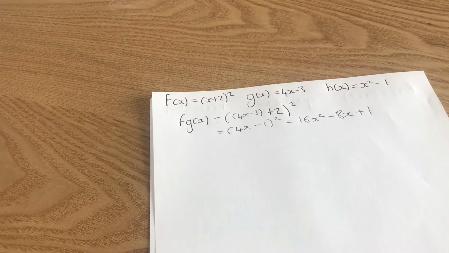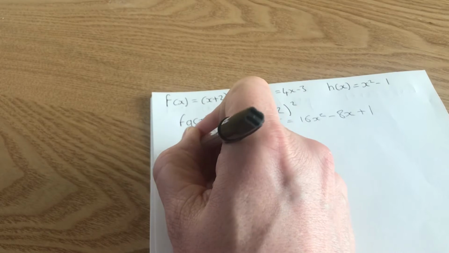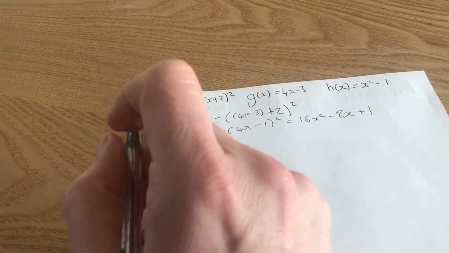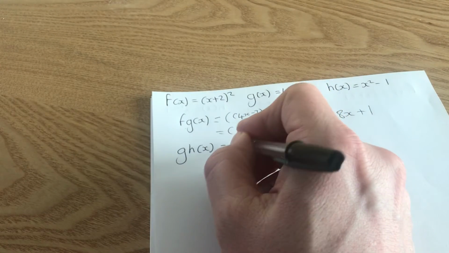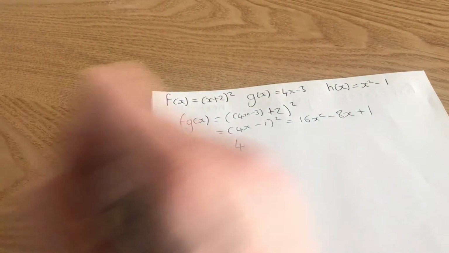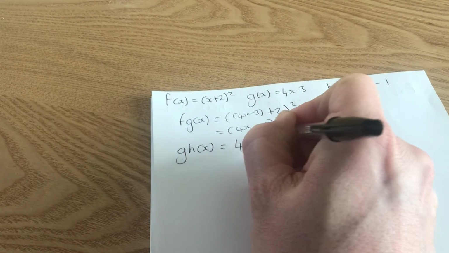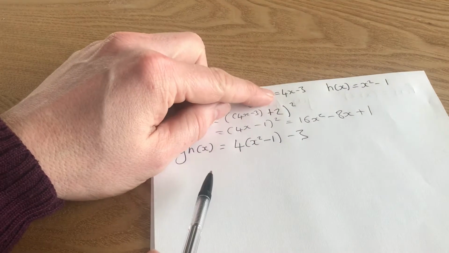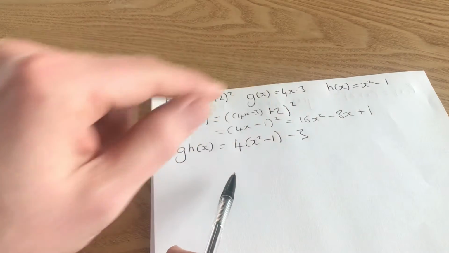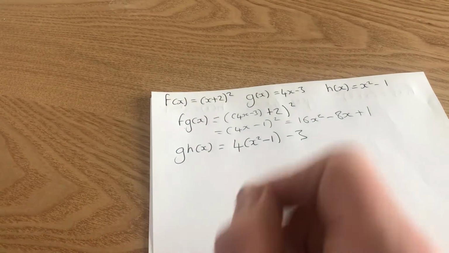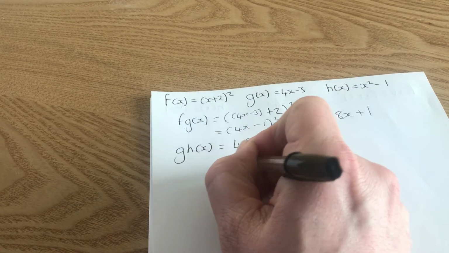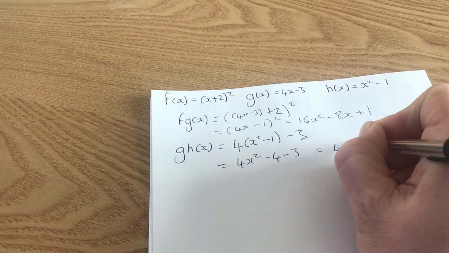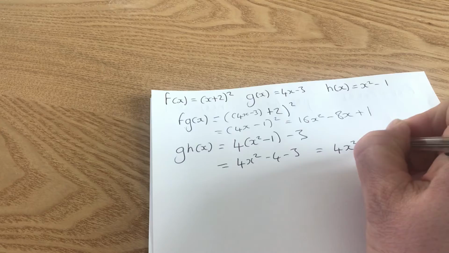Well, let's do another one of these compound functions. Let's imagine we're asked to do gh of x. Well, gh of x would be 4 lots of x squared minus 1 minus 3. So we're taking g here, and instead of the x, we're just putting in x squared minus 1. Well, again, we can simplify that quite nicely. 4x squared minus 4 minus 3. 4x squared minus 7.